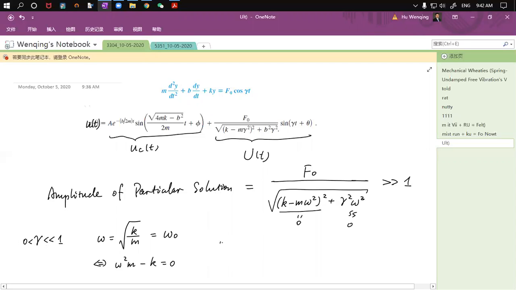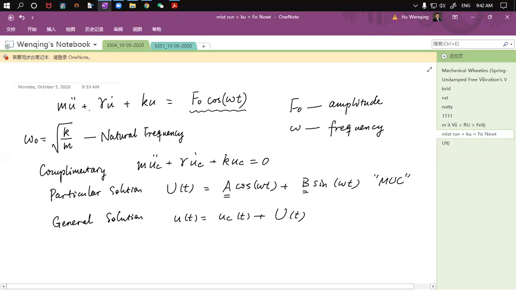So this is a phenomenon that we're going to call resonance. So what does resonance mean? Resonance means that you're giving the mechanical vibration a kind of periodic external forcing with a frequency given by the omega. And what happens here is that if the damping is small, so this resonance must happen under the assumption that the damping is small.